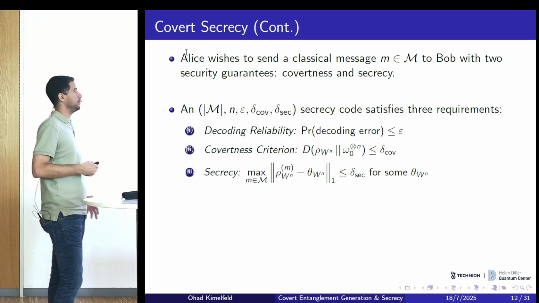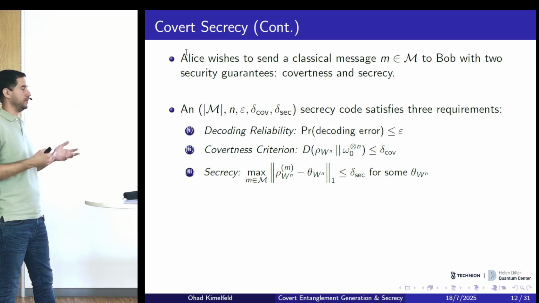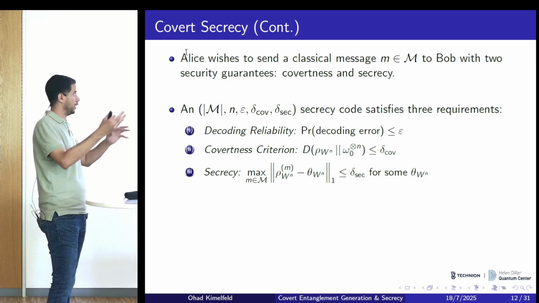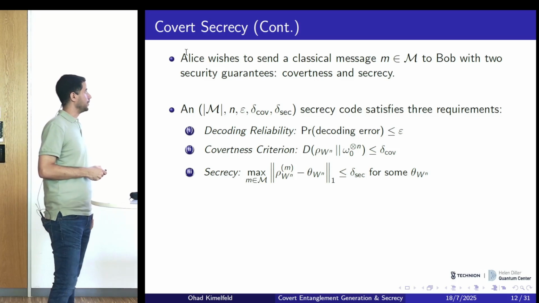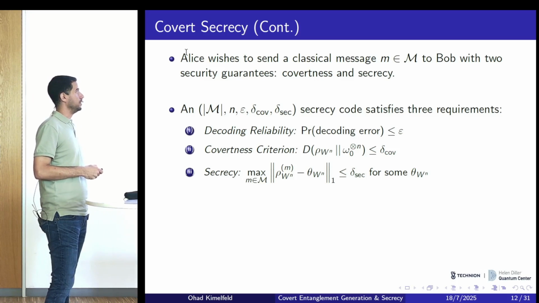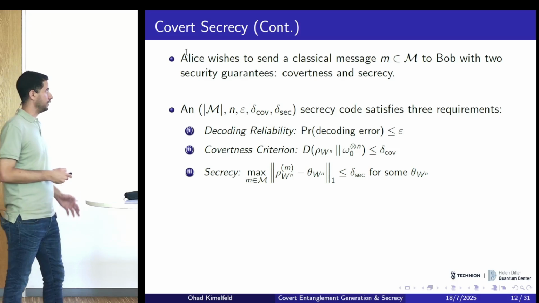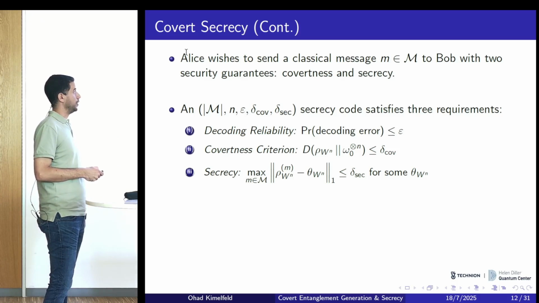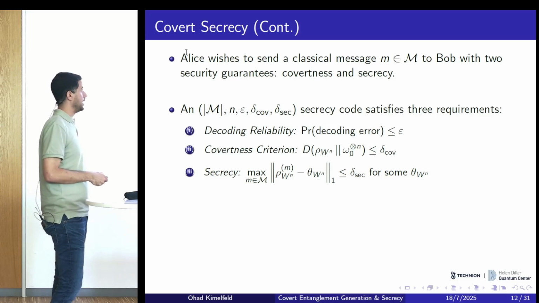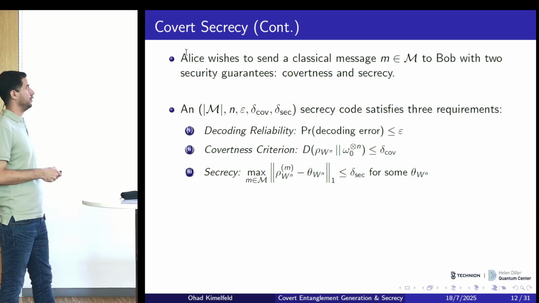Okay, so Alice would like to send her classical message both covertly and secretly. Then a secrecy code satisfies three requirements. The first one is Bob's decoding reliability, where Bob's probability of decoding error is epsilon small. The second is the covertness criterion: again, the divergence of Willy's state when there's transmission and Willy's state when there's no transmission is delta-covert small. And for secrecy, we take the trace distance between Willy's state that depends on the message M and some state that doesn't depend on the message M, which should be delta-sec small. And we take it further by taking the semantic secrecy, which is the maximal trace distance over the messages.